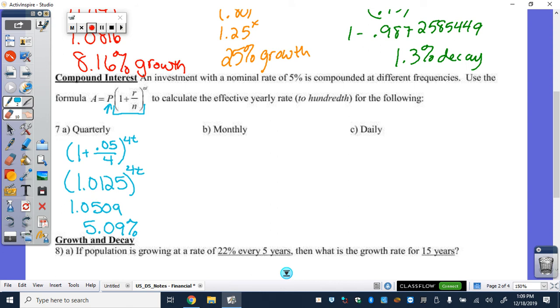So let's see how that changes if it's compounded monthly instead of quarterly. So 1 plus still the same interest rate, but this time I'm going to divide it by 12 because I'm going to compound it monthly, and then I'm going to raise it to the 12t power. So again, first figure out what that decimal would be inside. 1 plus 0.05 over 12. This one's kind of a little bit longer. 1.0041666667.